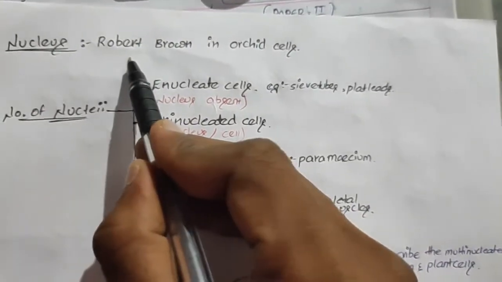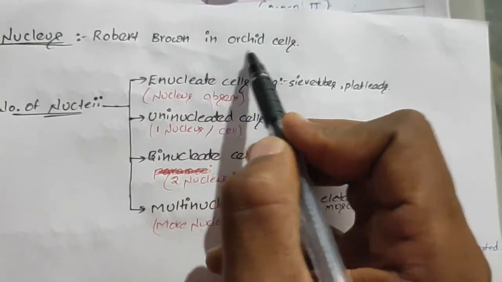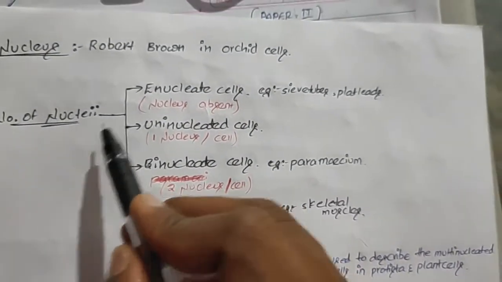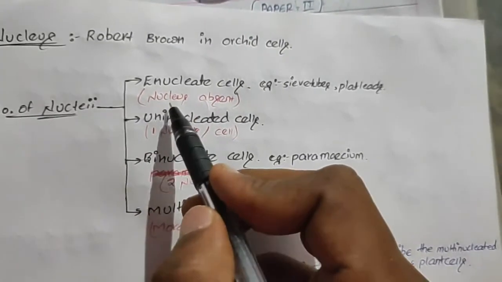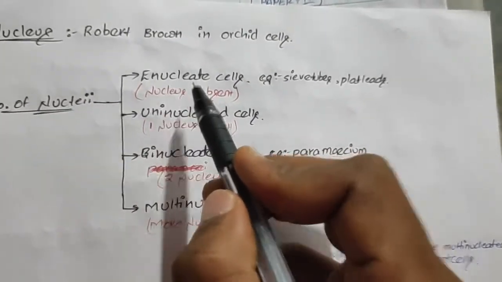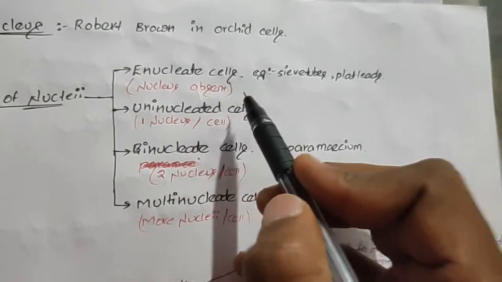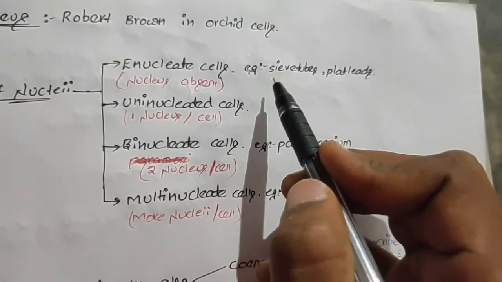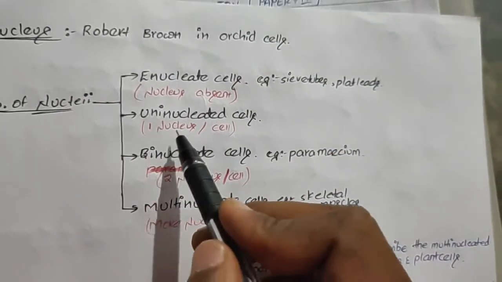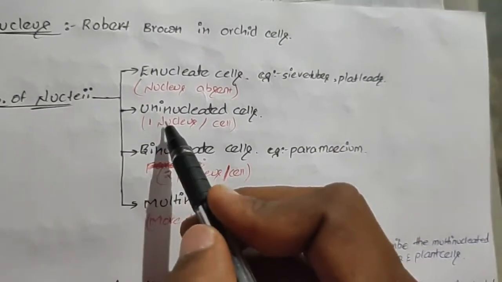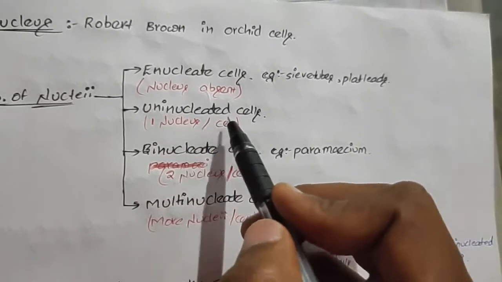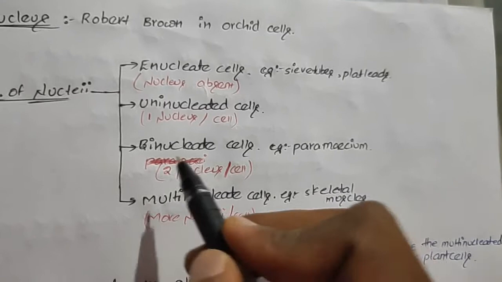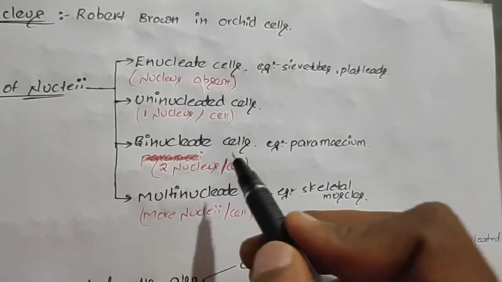The nucleus was discovered by Robert Brown in orchid plant cells. From cell to cell, the number of nuclei varies. Where the nucleus is absent in the cell, such cells are known as enucleated cells. Examples are platelets, sieve tubes, mature mammalian RBCs, etc. Where only one nucleus is present in a cell, such cells are known as uninucleated cells.